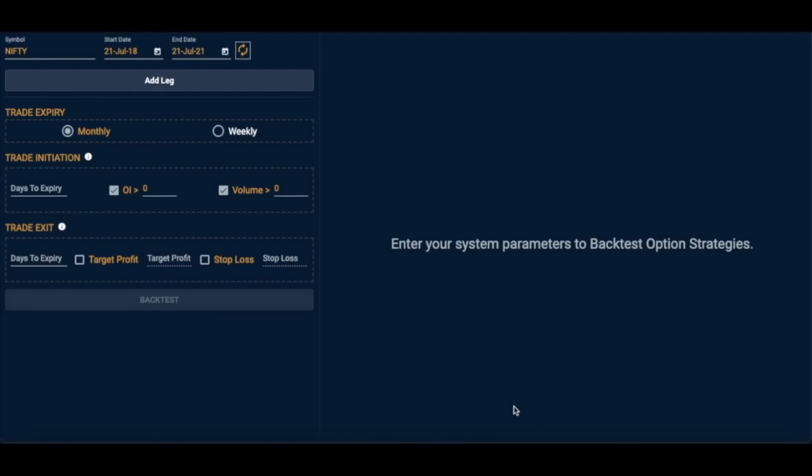Here comes the most awaited part, the backtesting. Here I'm using a web application to do the backtesting. Also, I'm doing this backtesting on a weekly expiry basis to have more number of trades. The same can be executed for the monthly series if need be.